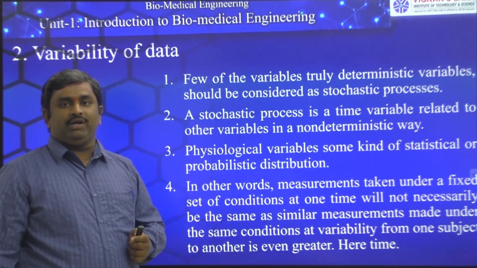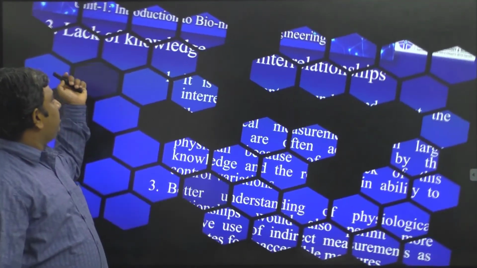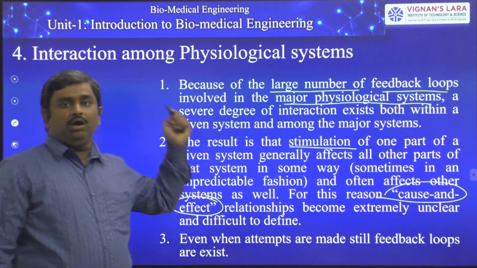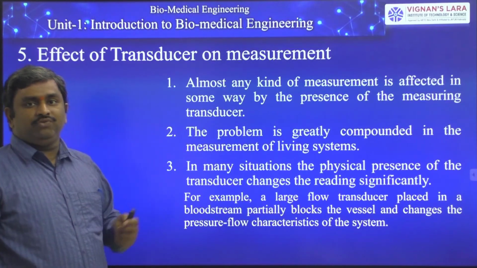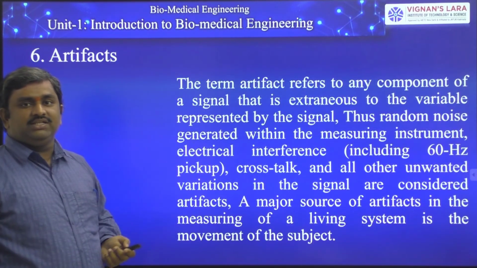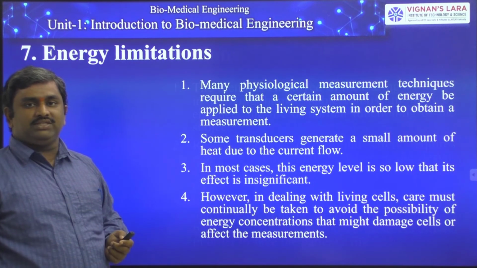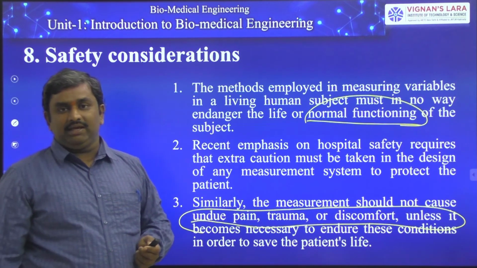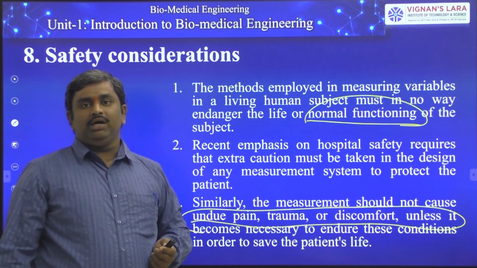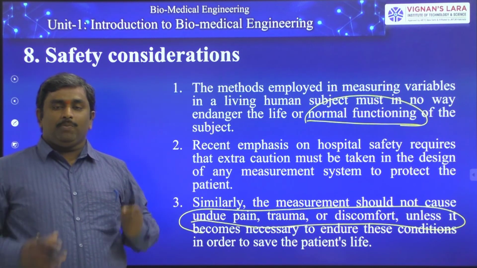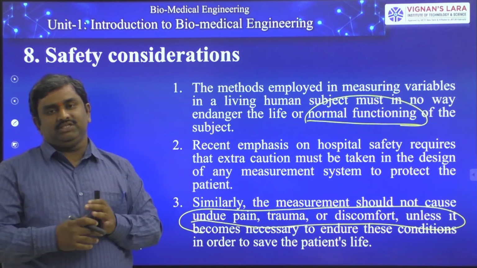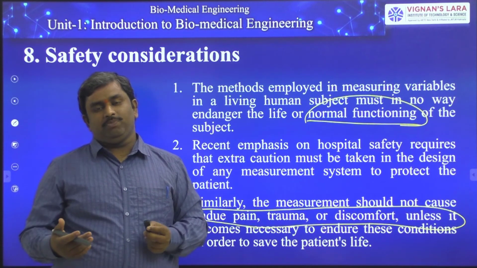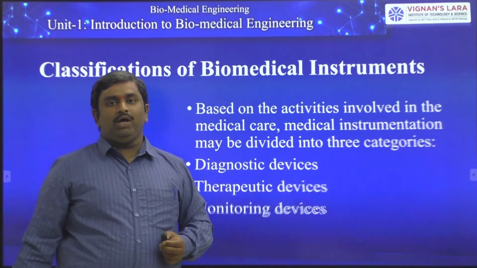Second one is variability of data. Third one is lack of knowledge about interrelationships. Fourth one, interaction among physiological systems. Fifth one, effect of transducer on measurement. Sixth one, artifacts. Seventh one, energy limitations. And eighth one, safety consideration. These are the total 8 problems we generally face when measuring parameters from the human body. Problems encountered while measuring with a living system. When we are connecting a biomedical equipment to the patient and measuring different types of parameters from the human body, these are the problems you get.